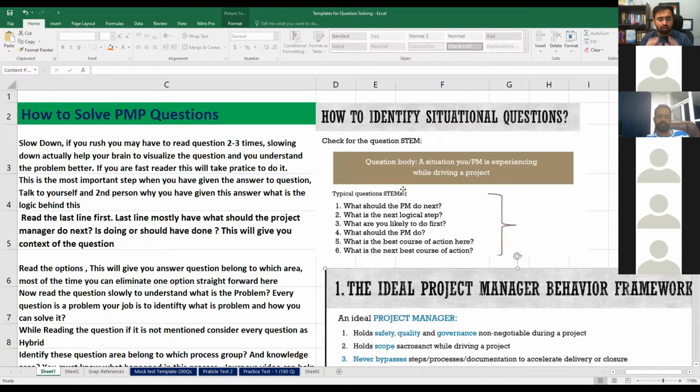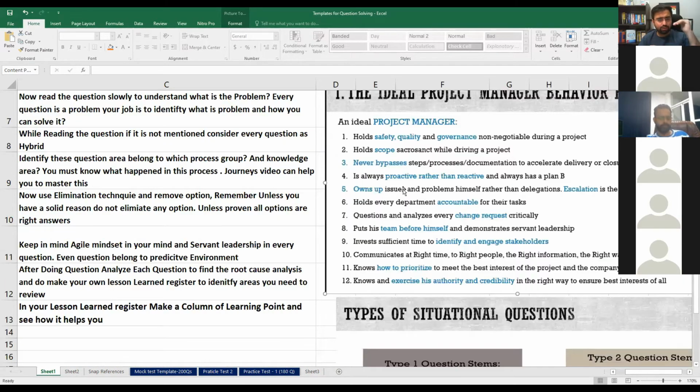Always hold health and safety, quality, and governance as non-negotiable. You are not going to negotiate. You are a project manager, a servant leader, so how can you negotiate safety or governance or quality? Unless the question clearly says that the customer has requested a change and the question is agile, always consider scope as non-negotiable. You cannot do anything; you have to go to the change control procedure. The change control procedure must be followed. And as a good project manager, even in agile, never bypass any process.